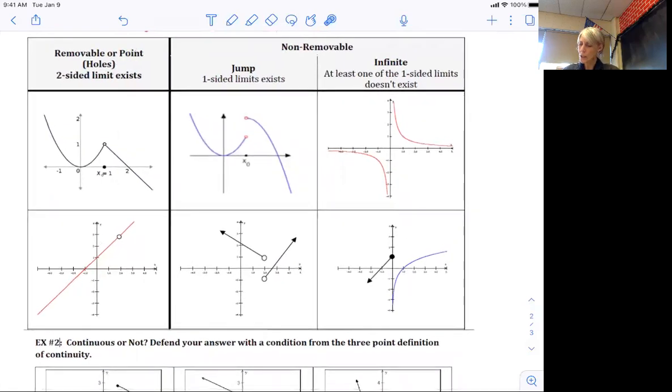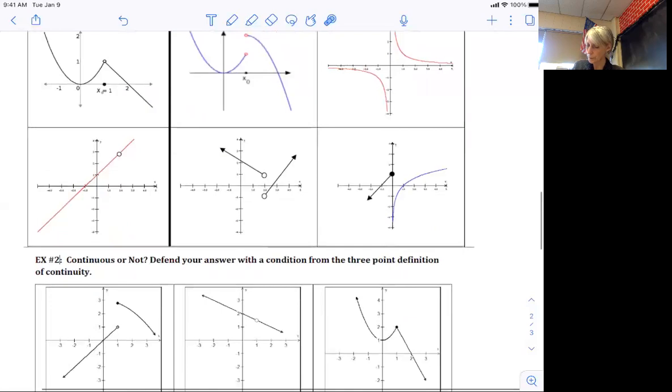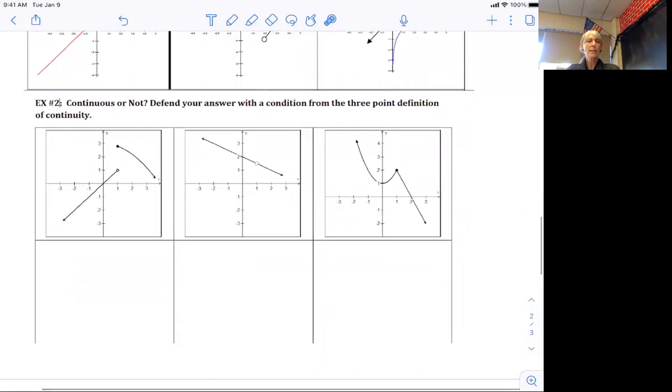Non-removable is when you either have a jump or an asymptote, or at least one limit exists, but the other doesn't. Okay. So again, not the biggest deal. I want to remind you, I'm pretty much just introducing these words. I'm more focused on you being able to see things in the picture at this point. In this next set of examples, let's identify whether or not the function is continuous at the specific value, and then justify your answer with a 3-point definition.